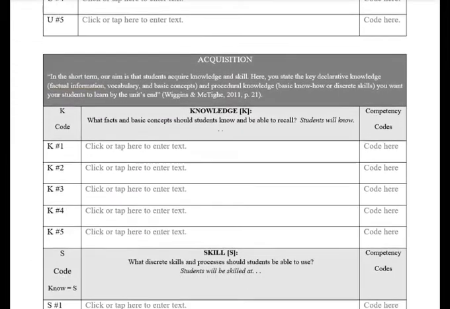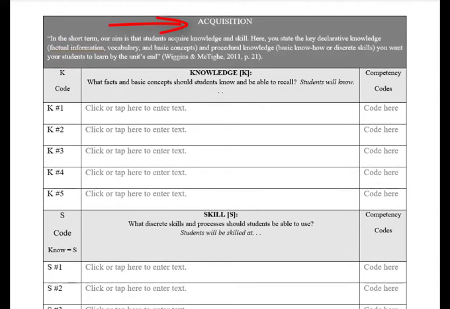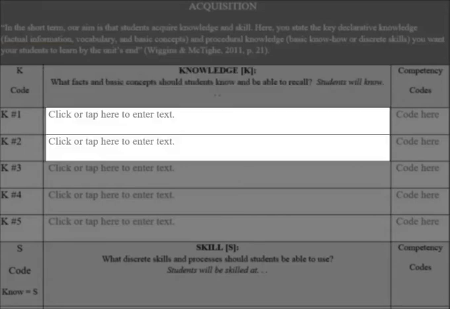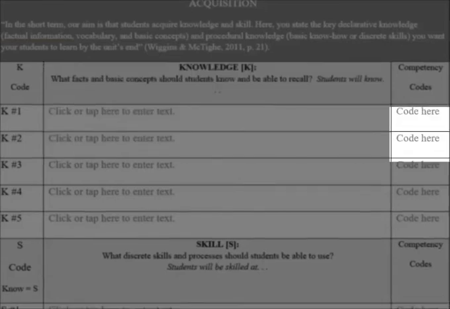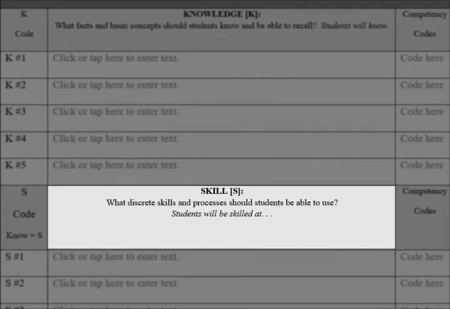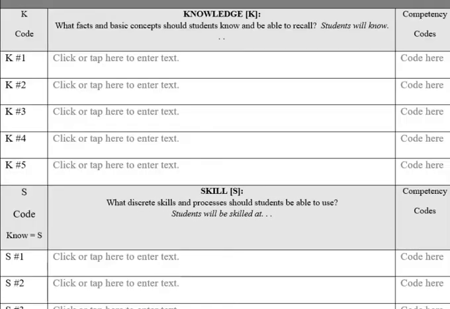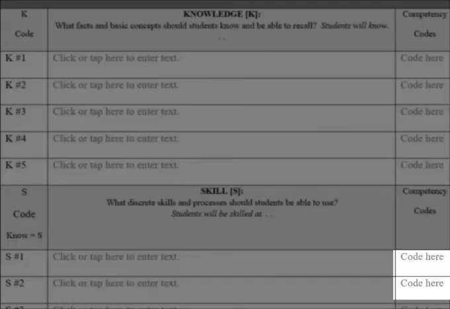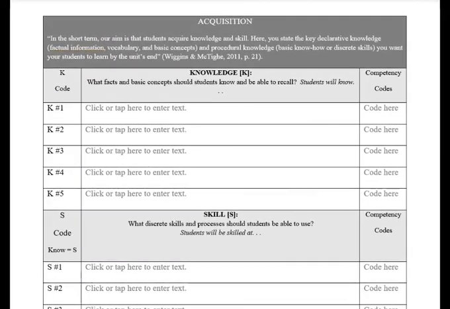Lastly, instructors should identify acquisition goals. Acquisition is also made up of two parts, the first being knowledge. These are the hard facts and basic concepts students need to be able to remember. Enter knowledge goals here and corresponding competency codes here. The second part of acquisition is skills, or the processes students should be able to use. Enter skill goals here and corresponding competency codes here.